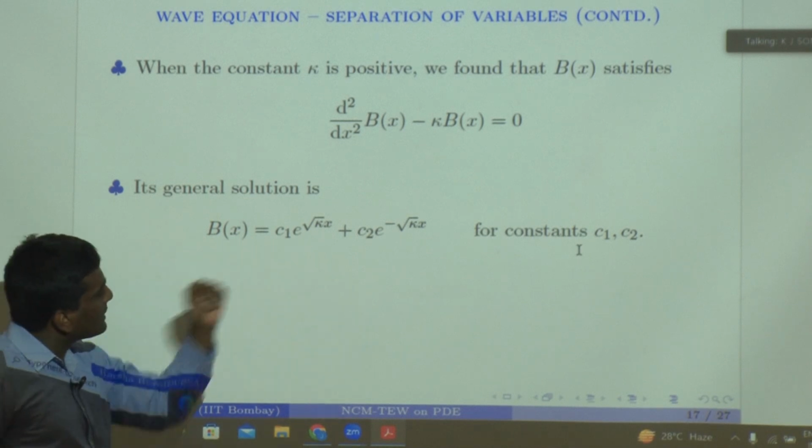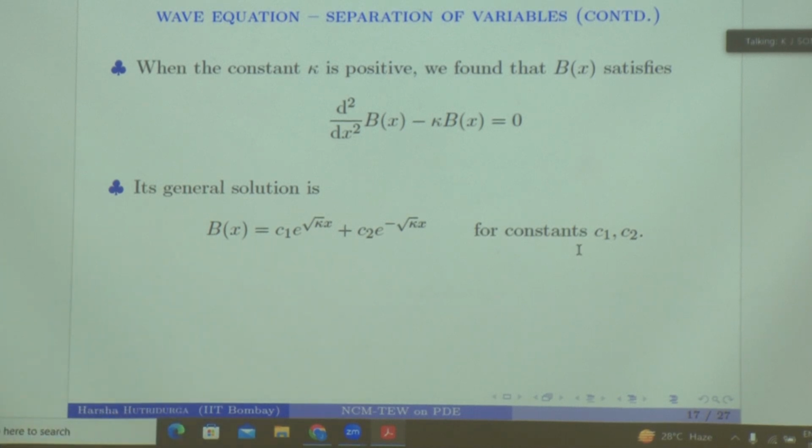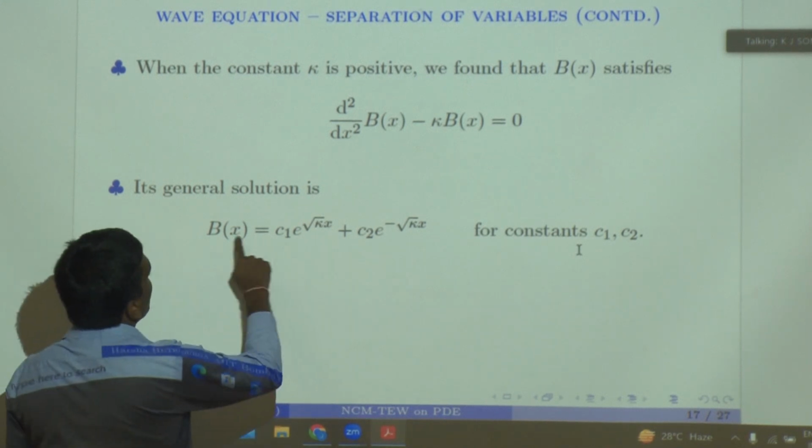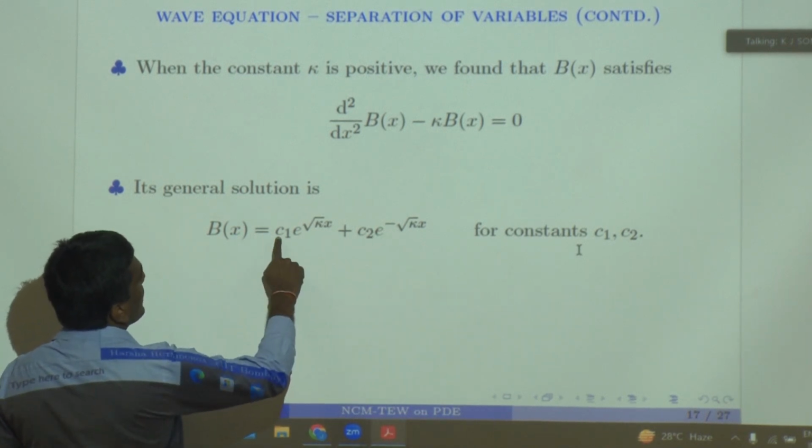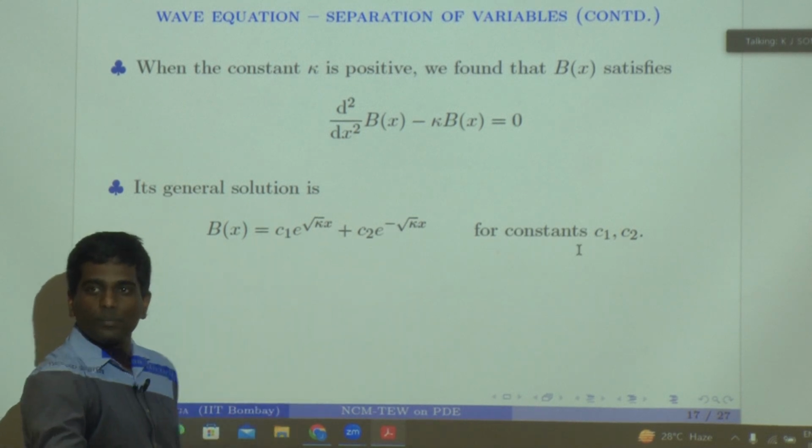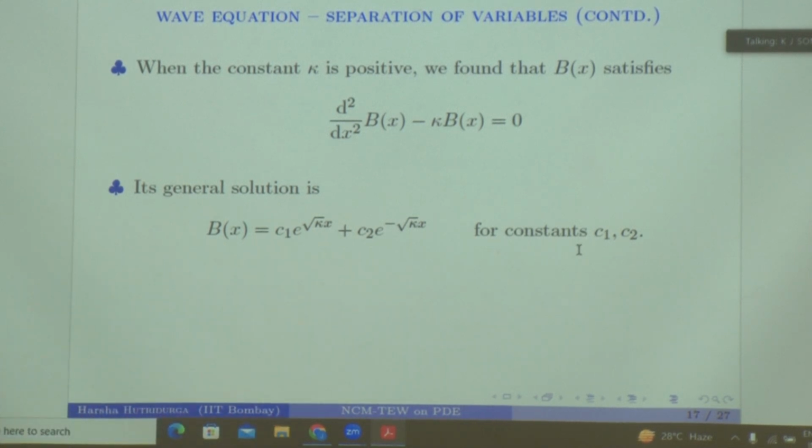So B of x is this. Again, these two boundary conditions make sure that the constants C1 and C2 are both 0. Because B of 0 should be 0. So when you take B of 0 to be equal to 0, that means you get C1 plus C2 is 0. So one is the negative of the other.